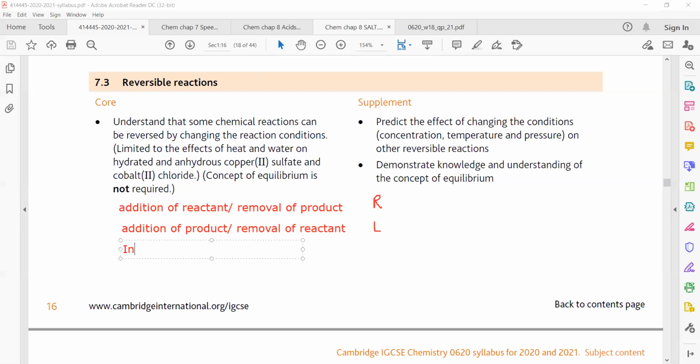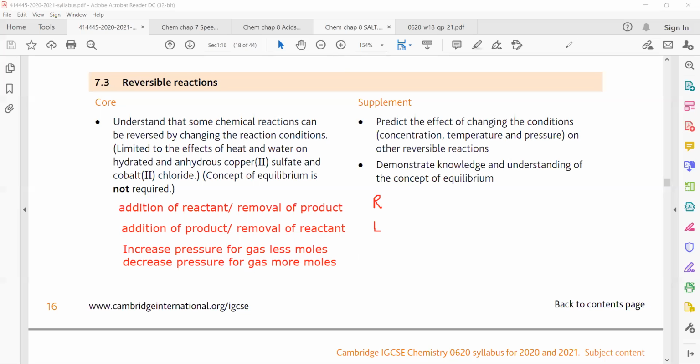In the same way, if we increase the pressure in a gas, that's valid only for gases, the equilibrium will shift towards the side where the number of moles is less. The opposite will happen if we decrease the pressure for a gas. It will shift towards the side where the number of moles is more. So it's not left and right, it depends on what change we made.